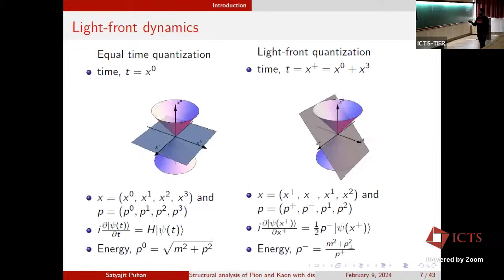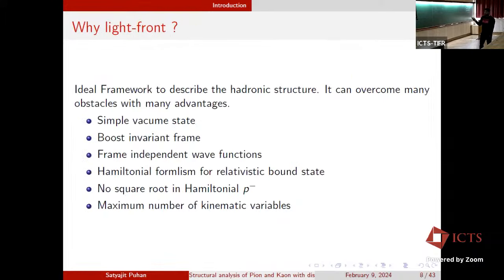To study these distribution functions, we use light-front dynamics. These are the coordinate system of light-front dynamics on the right side. And this is the quantization frame, my mistake. Okay, why light-front? These are the advantages of light-front: it has a simple vacuum state, boost-invariant frame-independent wave function, no square root in the Hamiltonian, and the maximum number of kinematic variables.